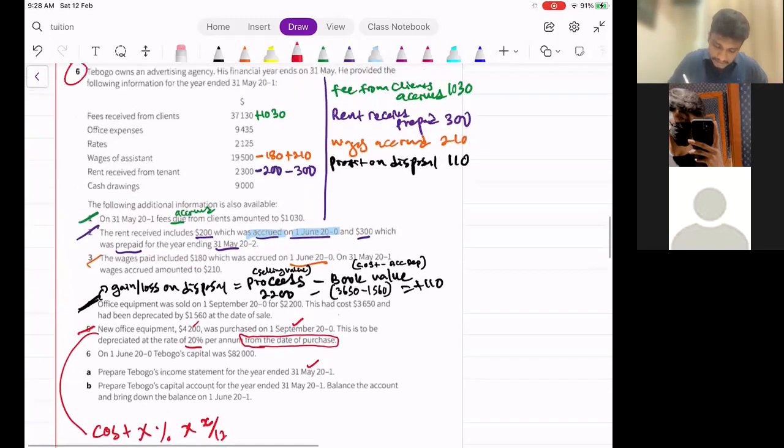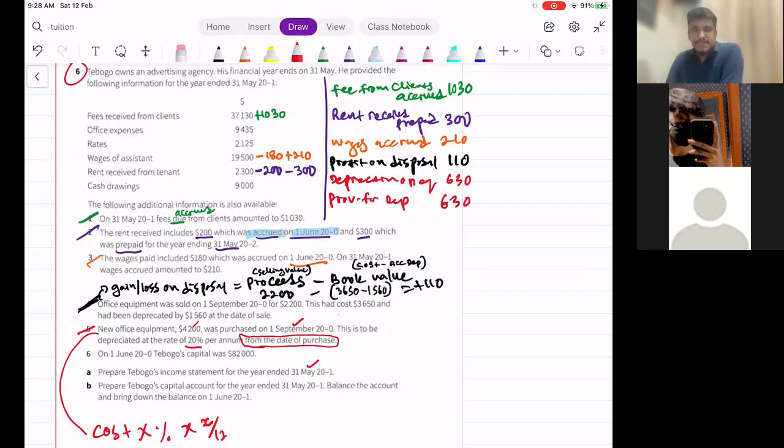And for here, create an account called depreciation on equipment, 630. And then you're supposed to create another account called accumulated depreciation. So provision for depreciation is 630. Normally, the provision for depreciation will be here, and some number will be there, and you plus that. But since this is the first year, that's why you create a new account.